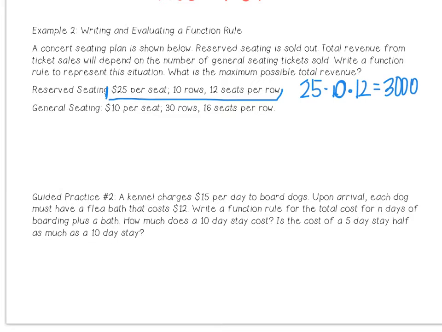I also know that general seating is $10 per seat. There's 30 rows and there's 16 seats per row. But I do not know how many general seats are going to be sold. So my function rule is going to be total revenue, which is the word they used, is going to equal our $3,000 from the reserved seating plus whatever we make from the general seating, which I know how many rows and how many seats per row, but I don't know how many have sold. So I'm going to have to do 10 times the number of seats sold. That's my function rule.